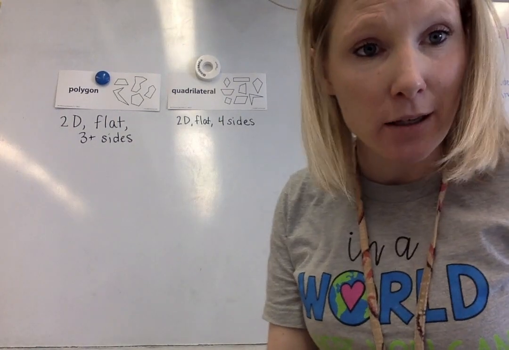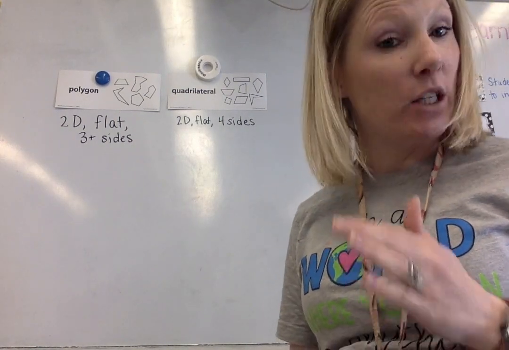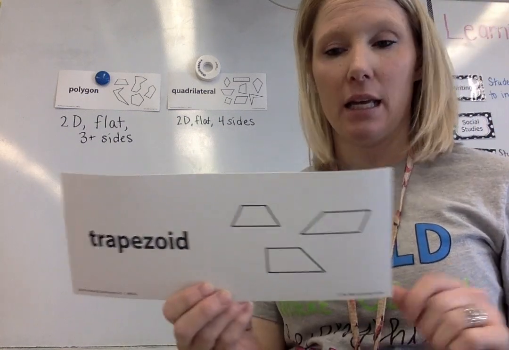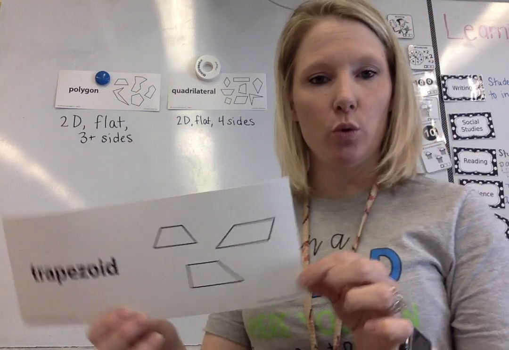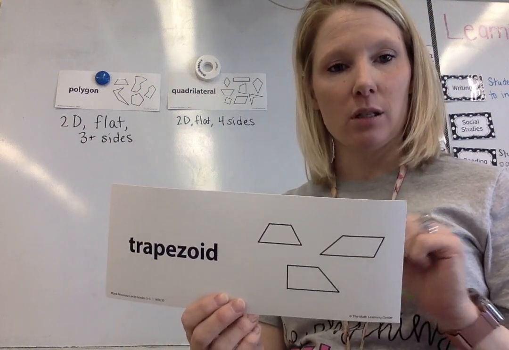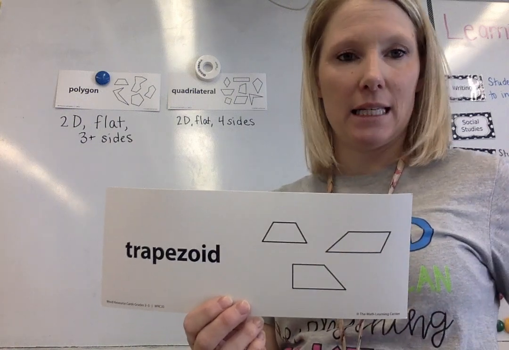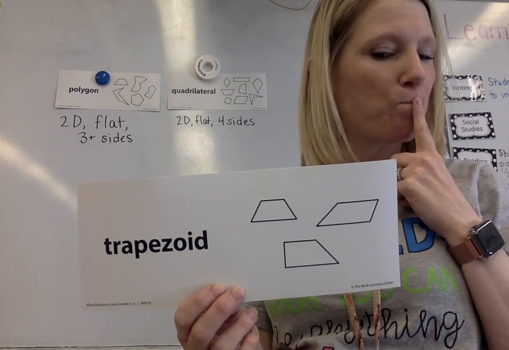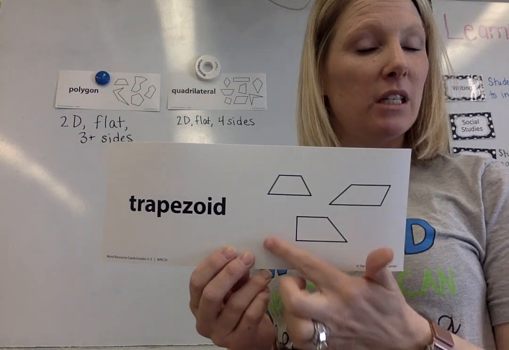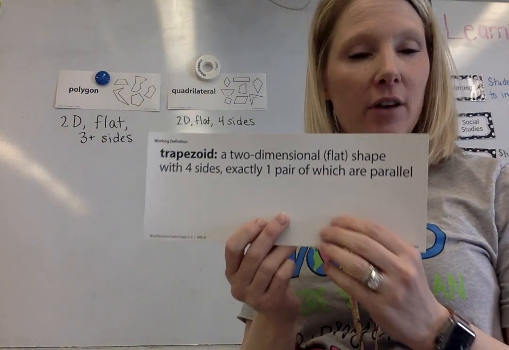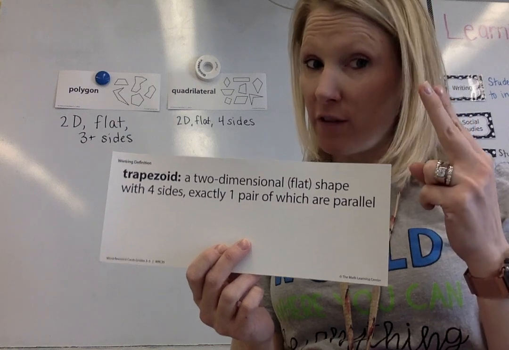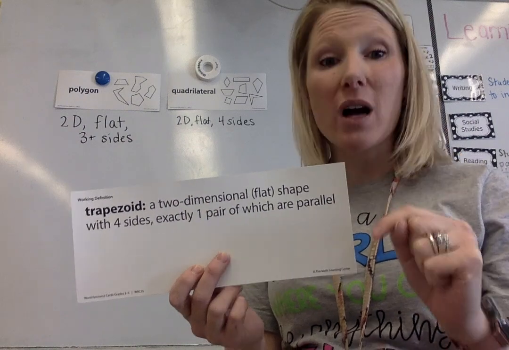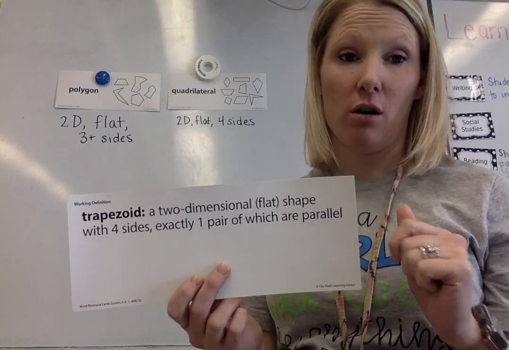Our next friend, which happens to be a quadrilateral as well, but he's in another category because he has other characteristics, is a trapezoid. So looking at the 3 examples we have, what would it take to be a trapezoid? Let's think. They all look a little bit different, but the things that they have in common is, 1, it's 2D, which means it's flat, has 4 sides, and it only has 1 pair of parallel sides.